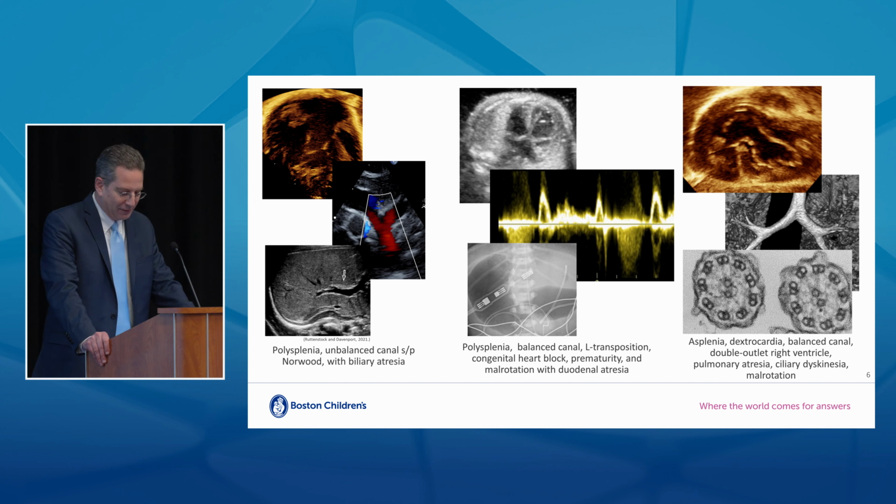In the middle, a fetus with polysplenia, a balanced canal, L-loop transposition, congenital heart block requiring premature delivery, also with malrotation and duodenal atresia. And on the right, a patient with asplenia, dextrocardia, a balanced AV canal defect, double outlet right ventricle, pulmonary atresia, ciliary dyskinesia, and malrotation.